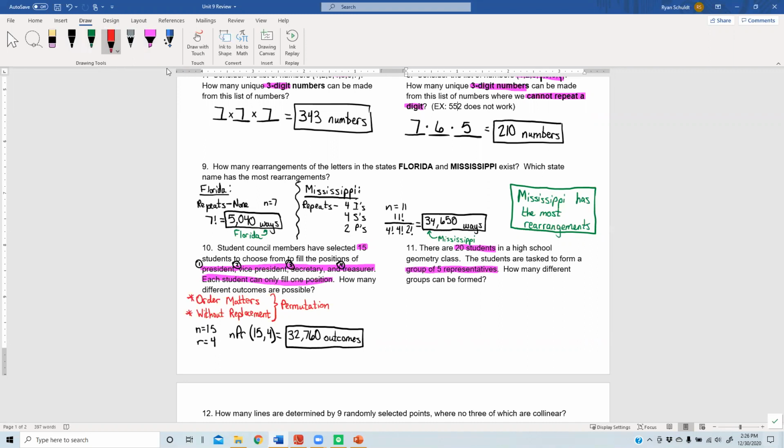Well, let's see. Does order matter here? Order does not matter. And can you pick a student twice if you want 5 in the group? No. We're doing this without replacement. So if order does not matter, what does that make this? It makes it a combination.